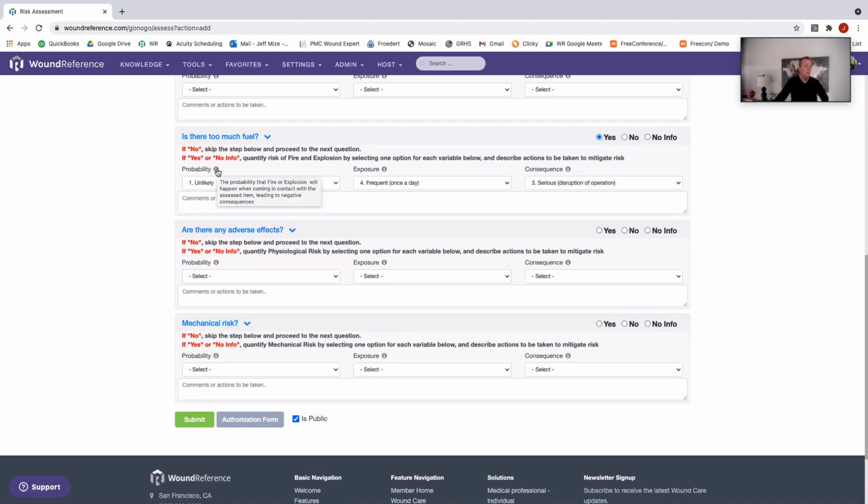For the definition of probability, hover over the icon and it'll give you a definition. Same with exposure, and the same with consequence. So let's look at probability.